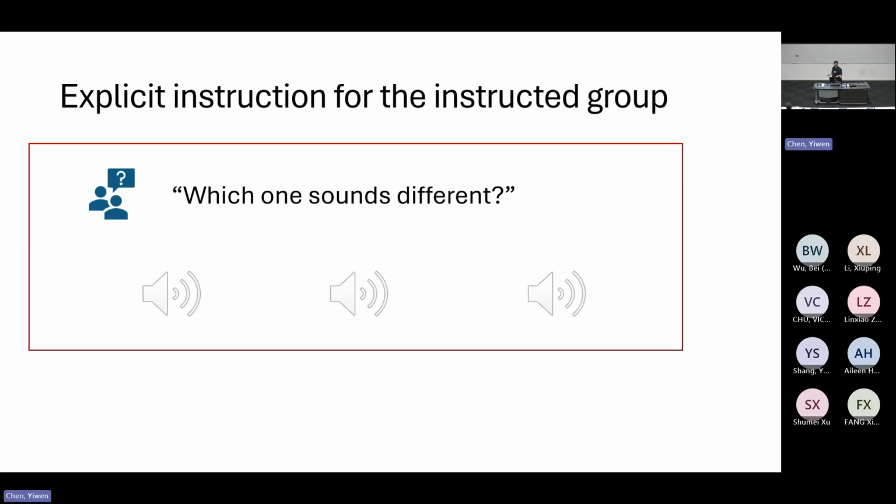Which one is different? The first one. Hey, you seem like, you're native speakers of Mandarin.